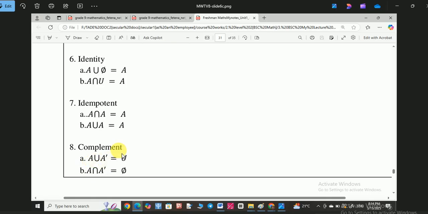Universal set means a set that contains all elements that we need for a certain discussion.